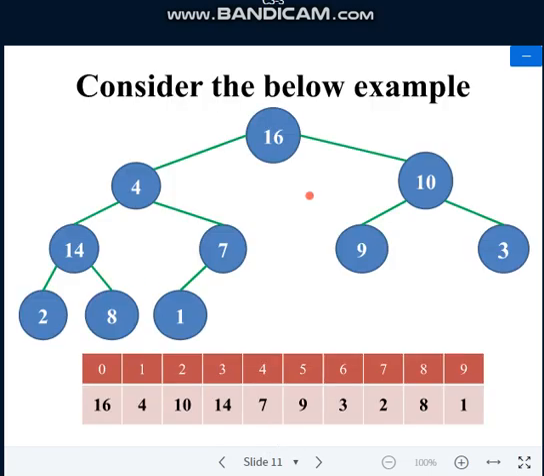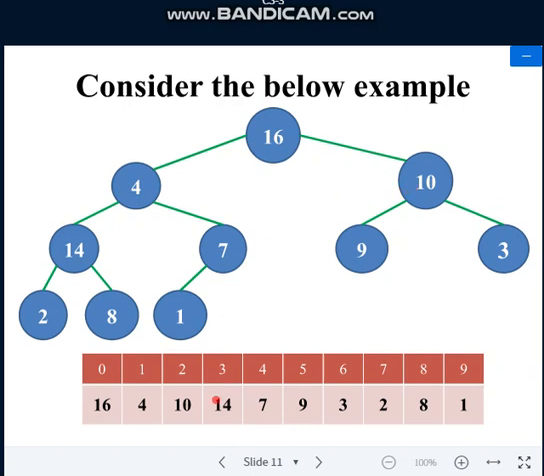Now let us consider this example. How do you insert a value in the heap? As it is a complete binary tree, you have to go level by level and from left to right. That is what we say, right? Look at this. First you have an array here. First you insert 16. Then you insert 4. Then you insert 10. Now 4 is the left child of 16 and 10 is the right child of 16.